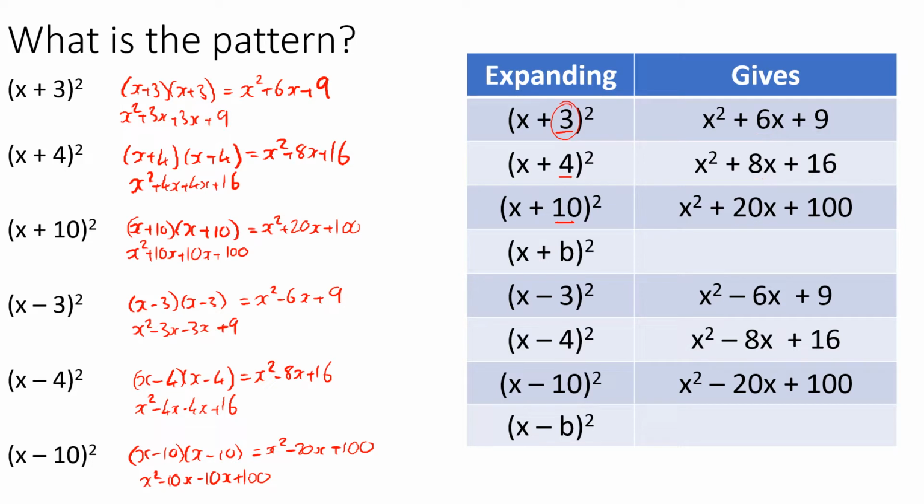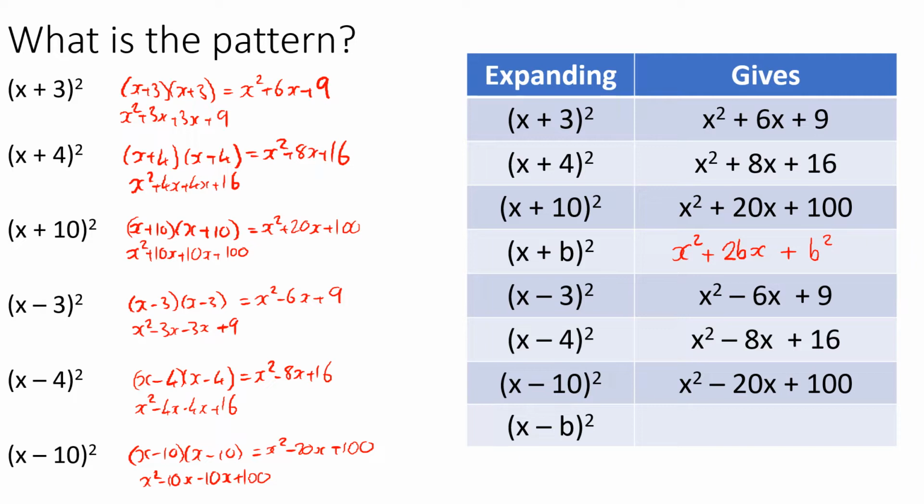So if we wanted to say in general, if we were to do x plus b all squared, then it would obviously start with x squared, because all of these have. And then we'd have two lots of that number in front of the x, so we'd have 2b in front of the x, and then we'd have that number squared, so we have a plus b squared at the end.